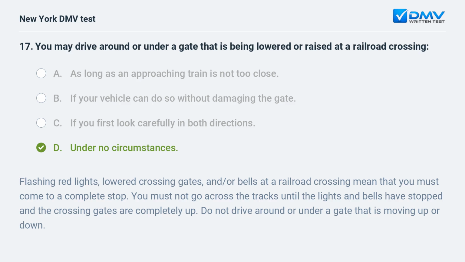Flashing red lights, lowered crossing gates, and/or bells at a railroad crossing mean that you must come to a complete stop. You must not go across the tracks until the lights and bells have stopped and the crossing gates are completely up. Do not drive around or under a gate that is moving up or down.